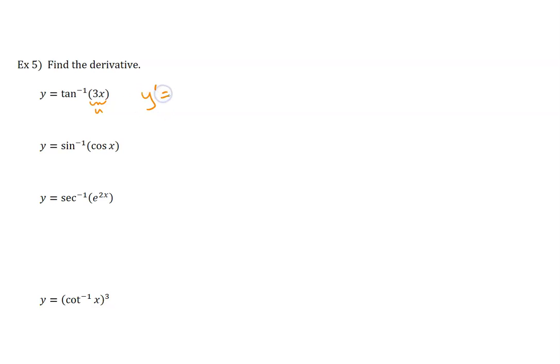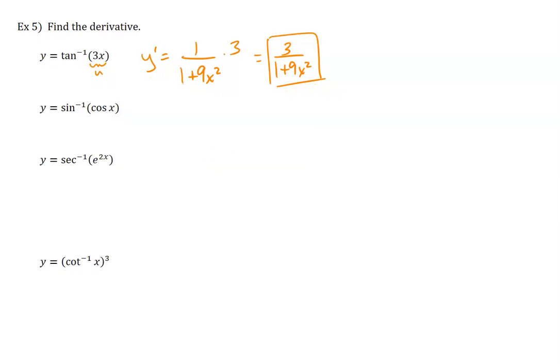Y prime is equal to 1 over 1 plus, and then u squared is now 9x squared. But then we need to multiply by u prime, which is 3. So moving that 3 over, we have 3 over 1 plus 9x squared. Okay? For this next one, we have sine inverse of cosine.